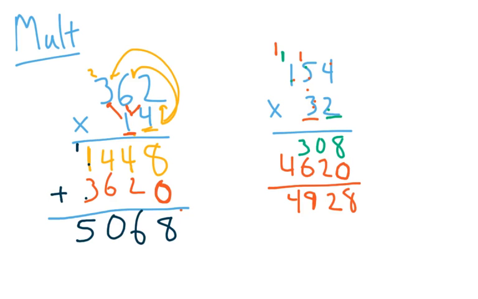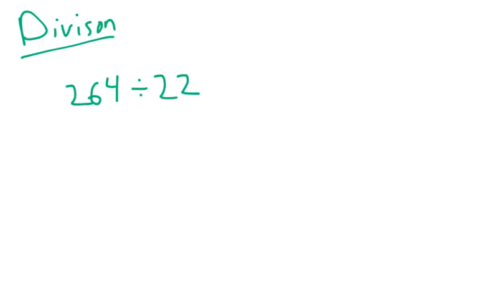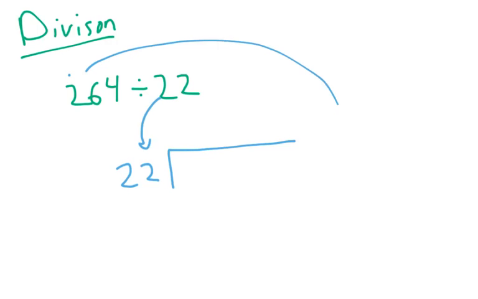If you need to, you can re-watch this and follow along. Now let's take a look at division. Long division, I'll be honest, is very tedious, meaning it's a lot of work. So the first thing we have to do is write this in long division form. What I'm going to do is take the 22 and put it outside of my division bar, and take the 264 and put that inside the division bar.